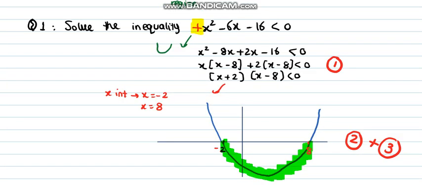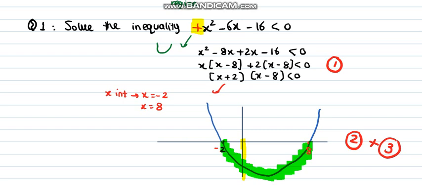Now after performing step number 1, we can perform step number 2. Step number 2 is to write the x-intercepts minus 2 and 8 and sketch the curve. The sketch is cup upwards because x square is positive. So after making it, just shade the region. It says less than 0. So less than 0 means the value of y is less than 0, so it's between. This green region is the required shaded area.